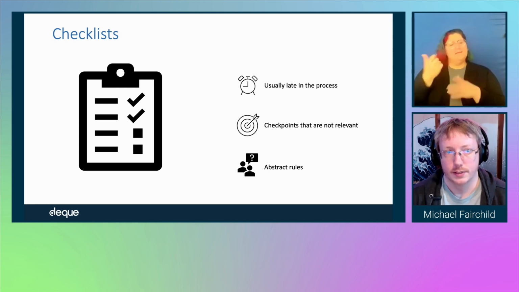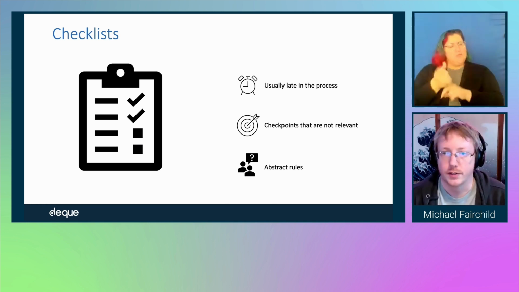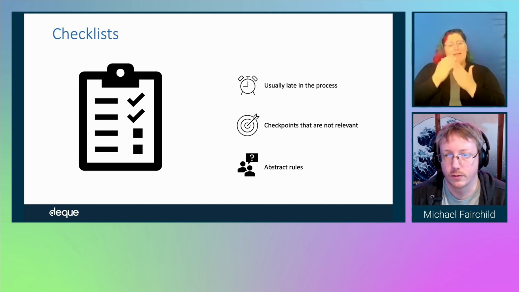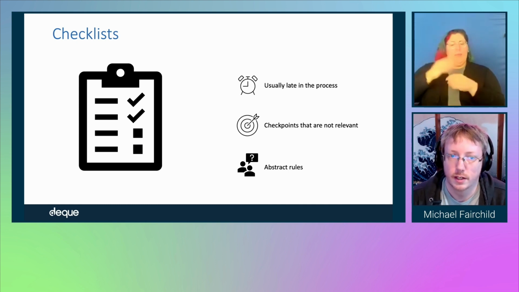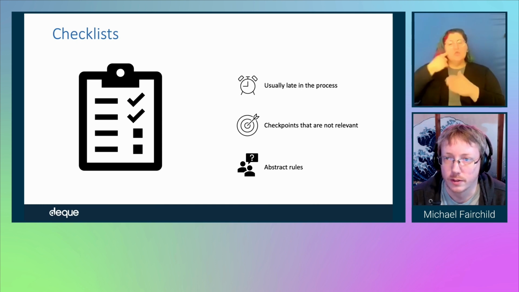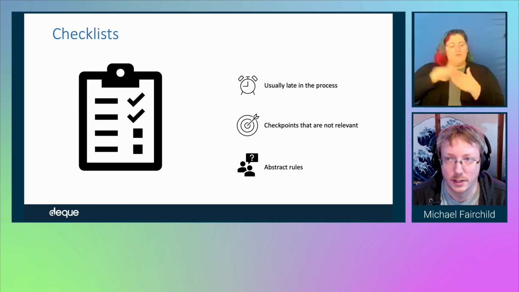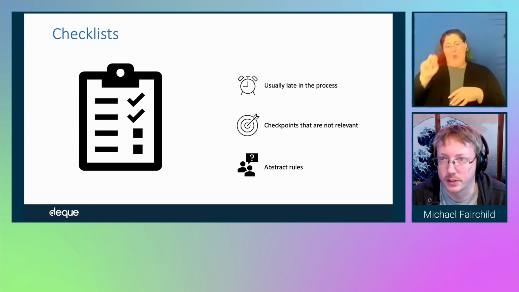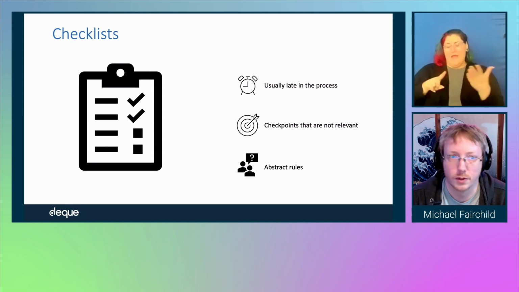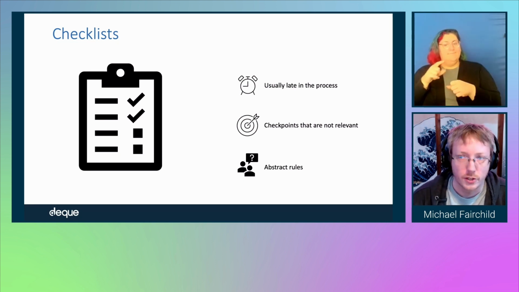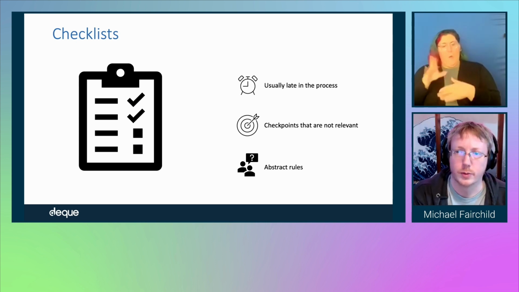So some of the problems that checklists have are that they usually happen late in the process. In order for us to test code, that code has to be written, right? In order for us to test a design against a checklist, that design has to have already been made, right? So we're still not shifting as far left as we could be.